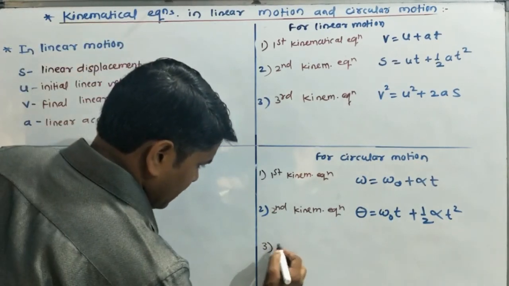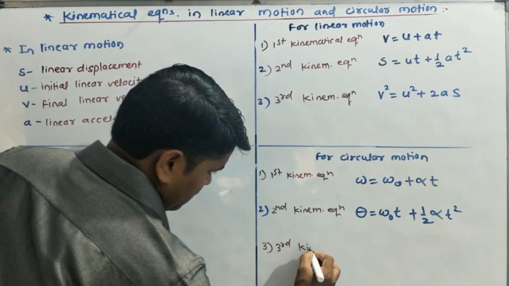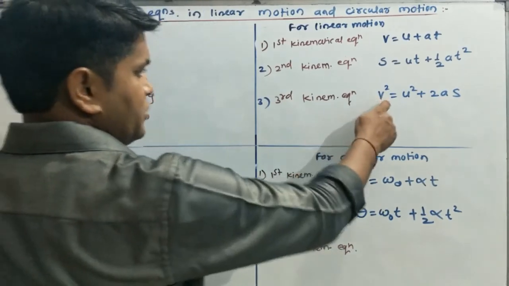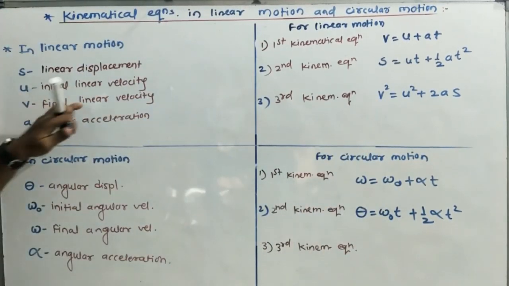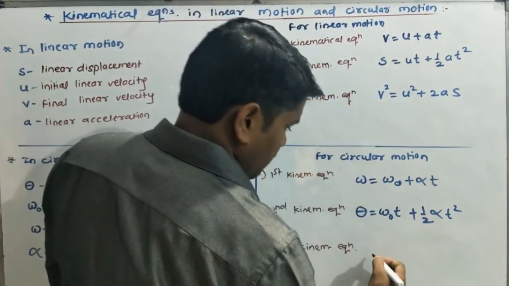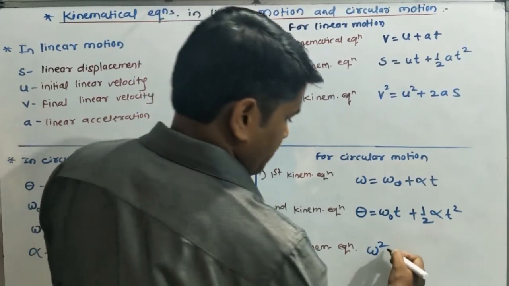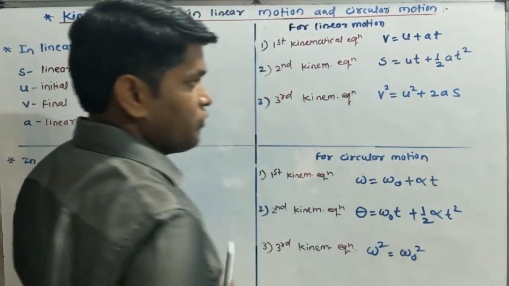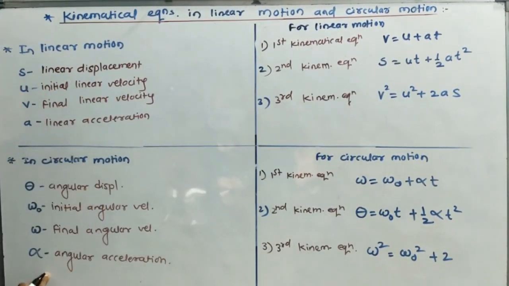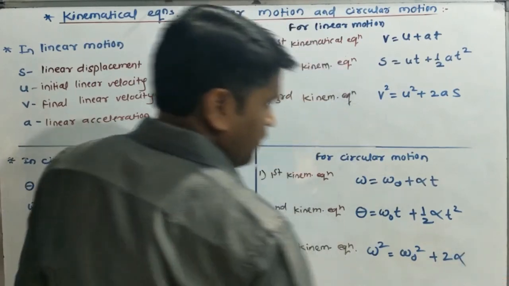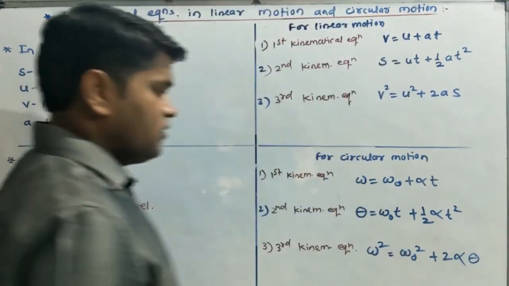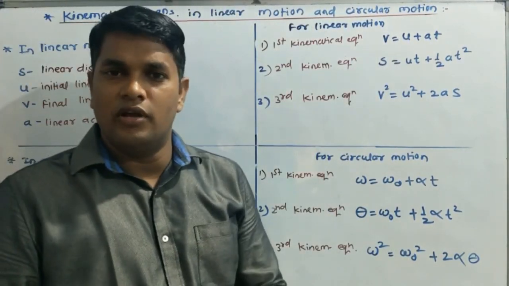Now the third kinematical equation. Here we have v square, which means final linear velocity, and therefore for angular or circular motion we have omega as the final. So we get omega square, which is equal to omega 0 square plus 2. Here a means linear acceleration, here alpha means angular acceleration, so we have alpha. s means linear displacement, so here we have theta. Okay, these are the three kinematical equations for circular motion. Understood?